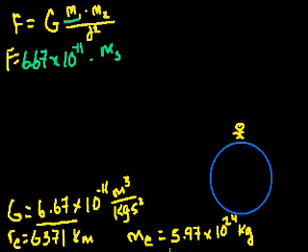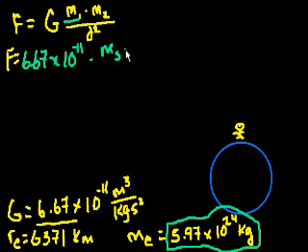And I wrote that here. I looked it up on Wikipedia. This is the mass of Earth. So I'll multiply it times the mass of Earth, times 5.97 times 10 to the 24th kilograms. It is a little bit more massive than Sal. Divided by the distance squared.